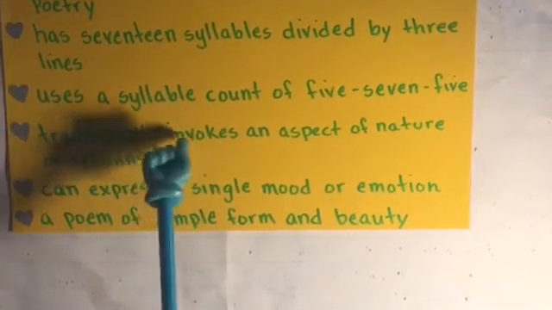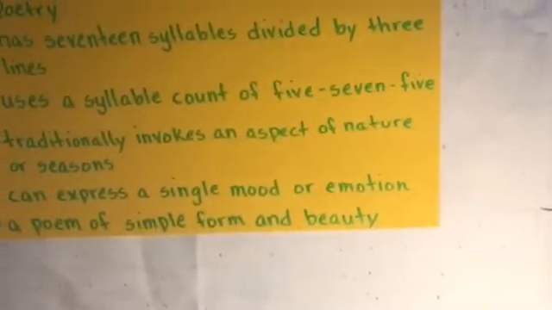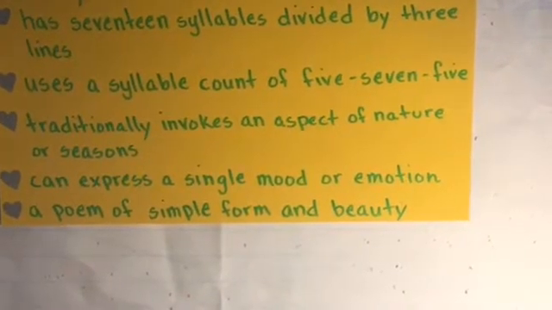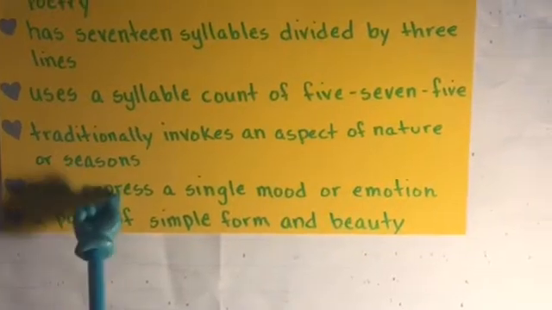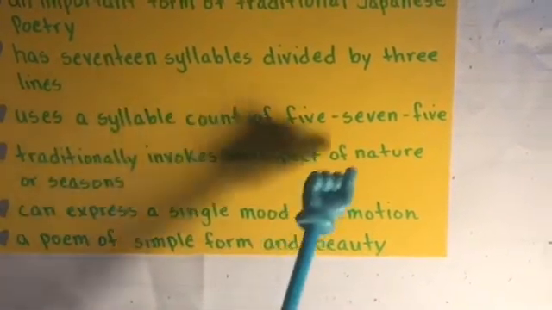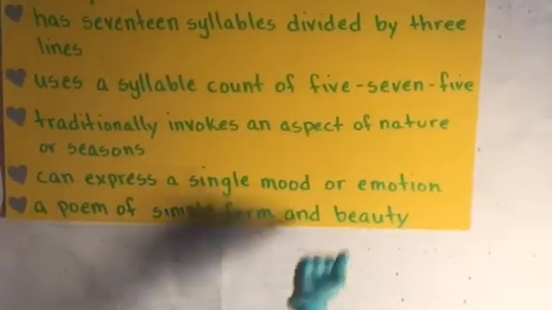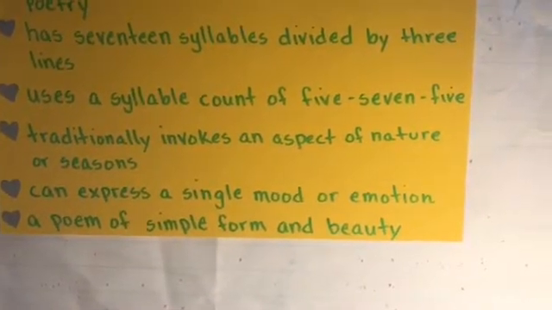It traditionally invokes an aspect of nature or seasons. So you might want to write your poem about anything in nature, because that's kind of what a haiku does. It can express a single mood or emotion. So maybe you don't want to write about nature, but you want to write about how you're feeling emotionally. You can do that in a haiku.